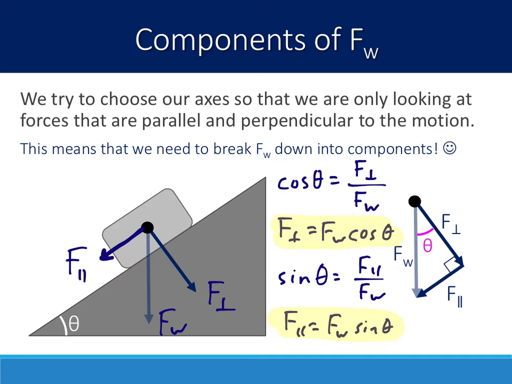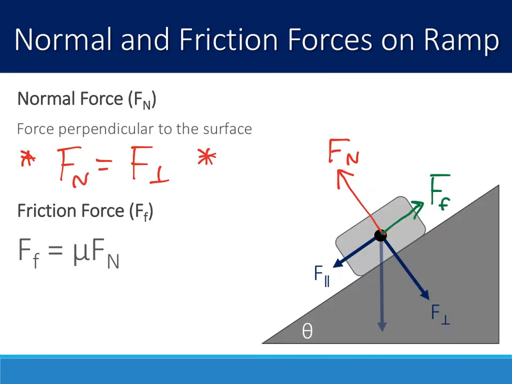Then we can use our sines and cosines to figure out what magnitude the perpendicular has: the force weight times the cosine of the angle, or the parallel force, weight times the sine of the angle. So just a little bit of review, sines and cosines will come into play to help us break down the force weight vectors. And now normal force and friction forces are going to be present on ramps as well.